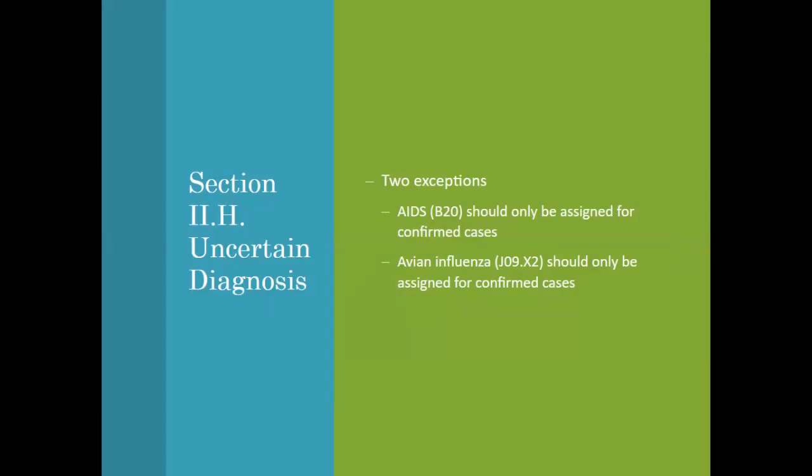Section II.H, uncertain diagnosis. Two exceptions to this rule. AIDS, B20, should only be assigned for confirmed cases. Avian influenza, J09.X2, should only be assigned for confirmed cases. You cannot do probable. It doesn't matter if you're inpatient. You could only do confirmed cases of these two things.